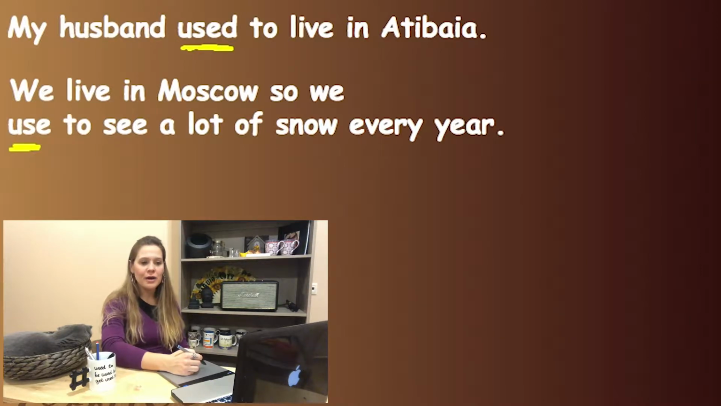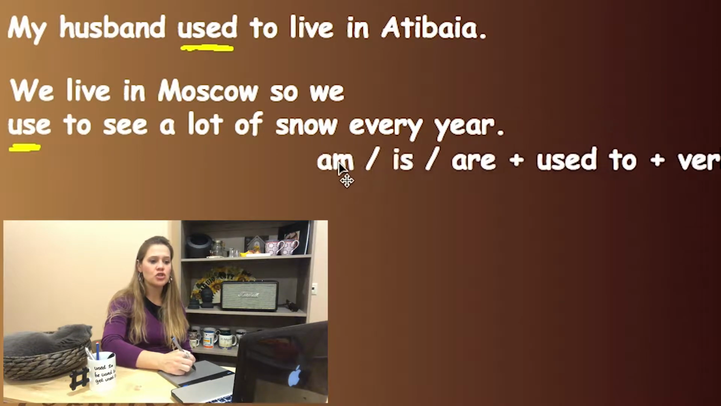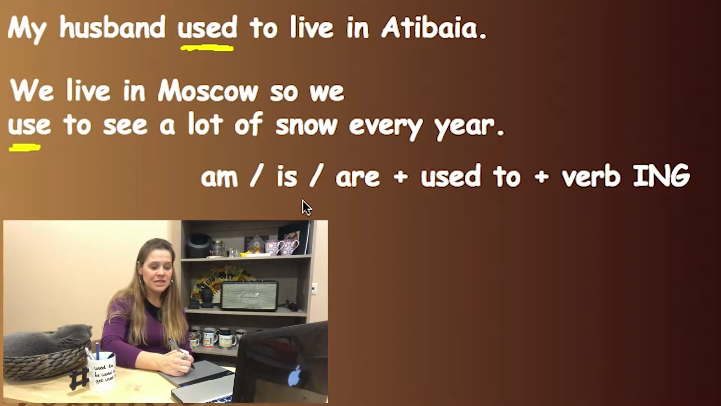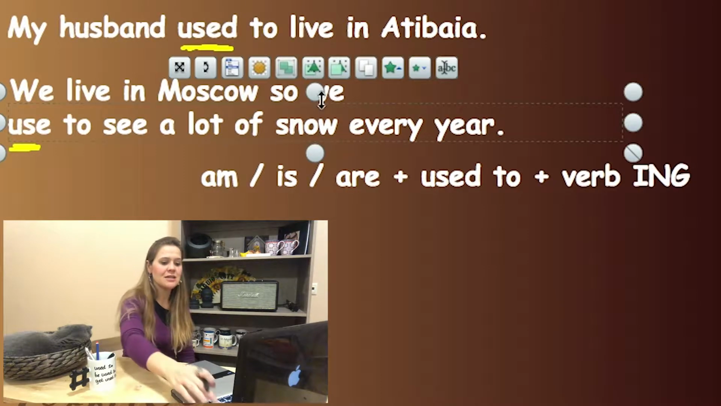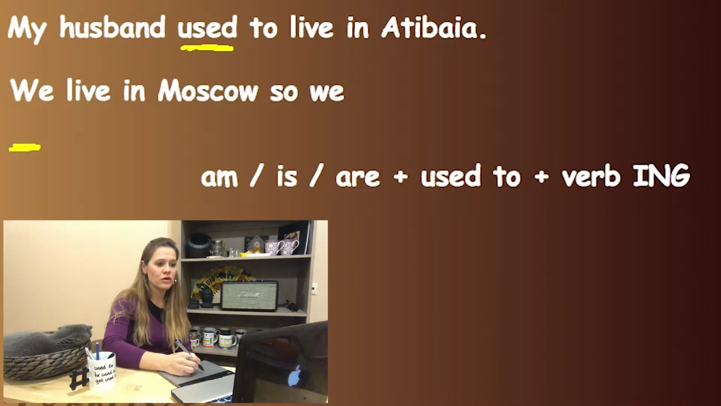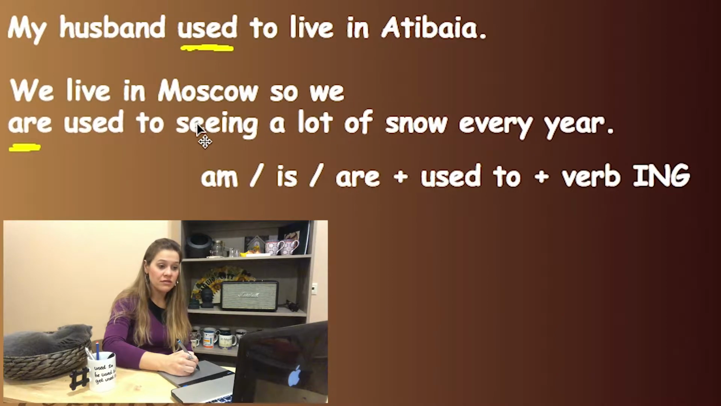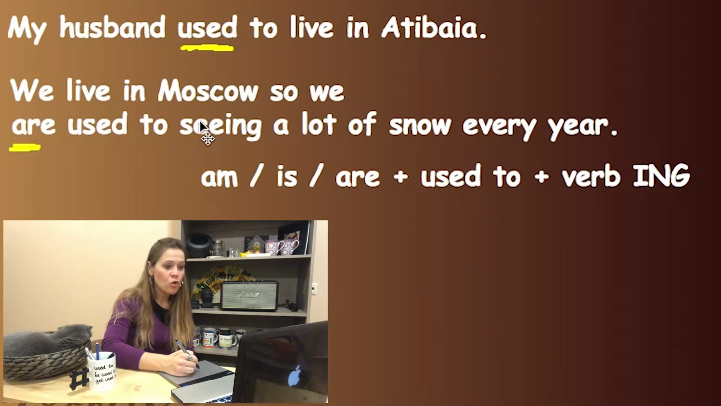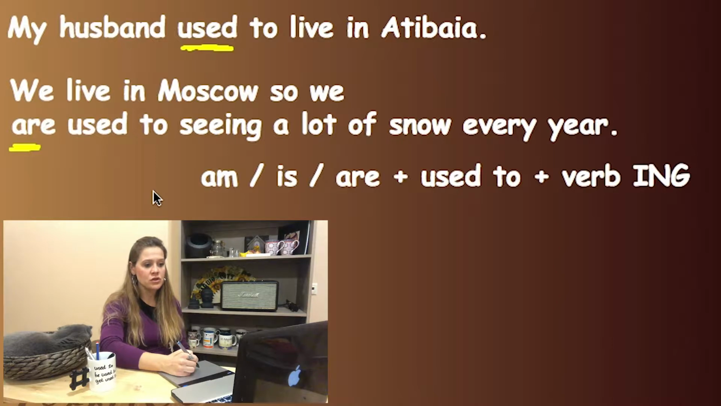If I want to talk about things that I am accustomed to nowadays, then the structure should go: the be verb in the present plus used to plus the verb with the -ing in the end. So I'd have to delete this sentence here and I would have to bring the correct one over to you, which goes, 'we live in Moscow, present, so we are used to seeing a lot of snow every year'. As you can see, the be verb in the present, used to, plus the verb with the gerund in the end. Shall we see one more?